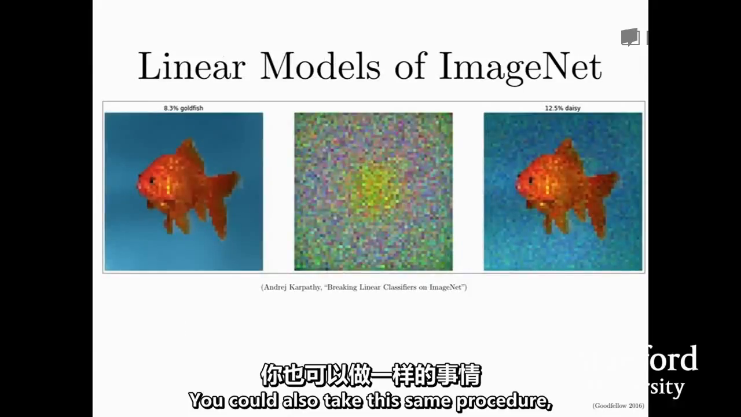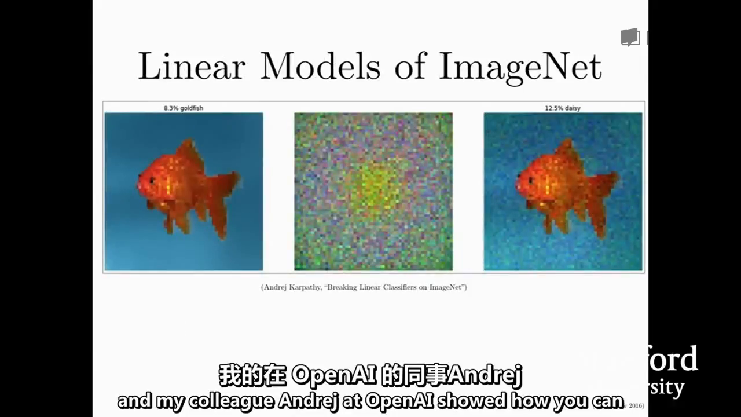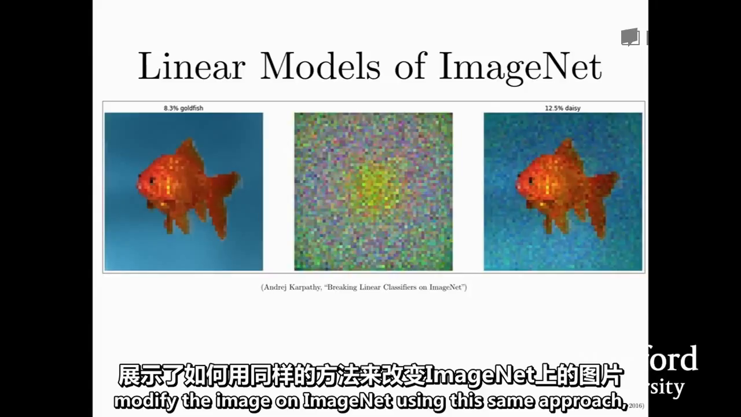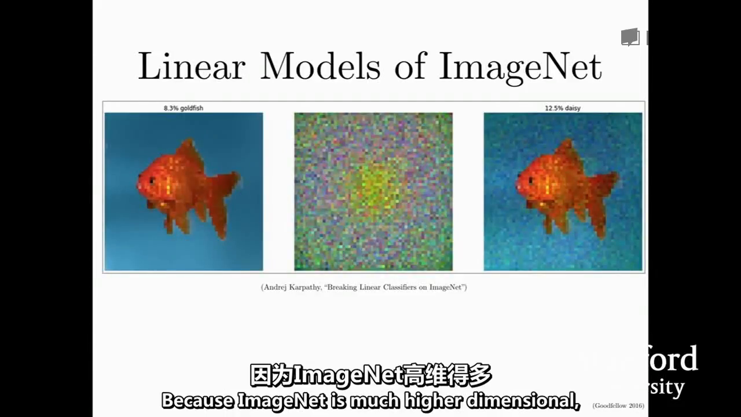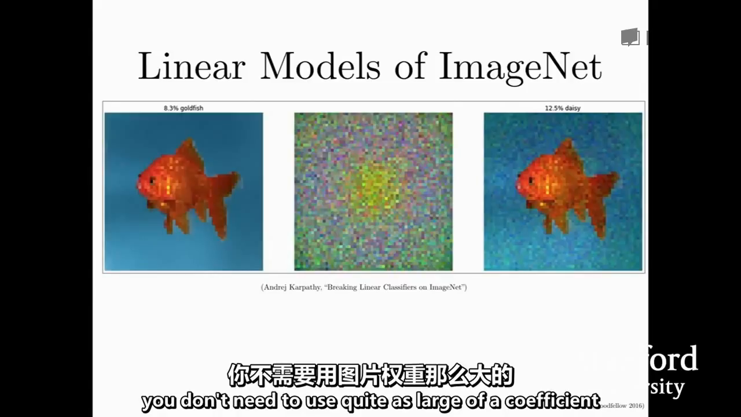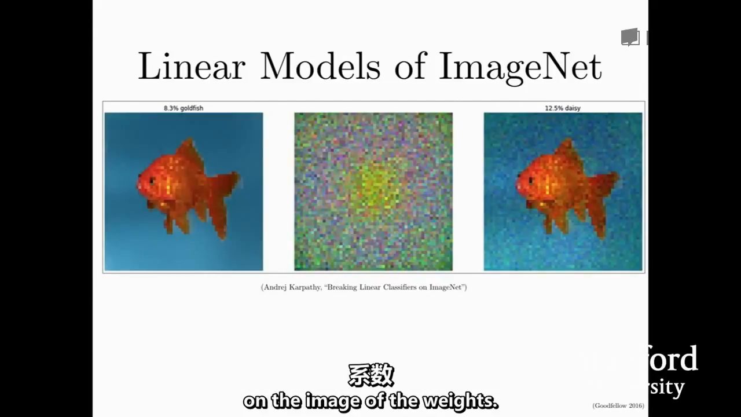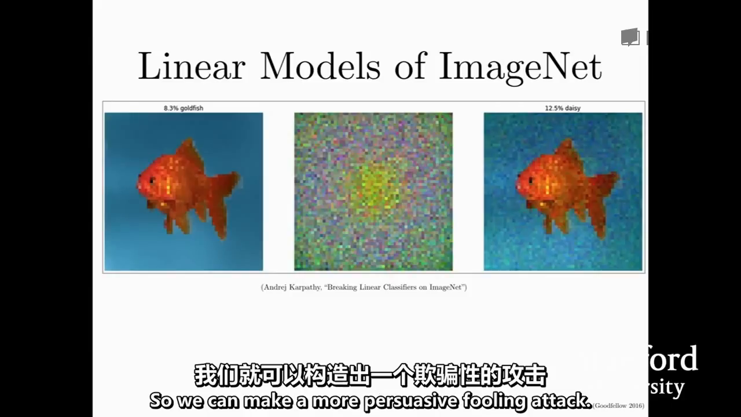You can also take this same procedure, and my colleague Andrej at OpenAI showed how you can modify the image on ImageNet using this same approach, and turn this goldfish into a daisy. Because ImageNet is much higher dimensional, you don't need to use quite as large of a coefficient on the image of the weights. So it can make a more persuasive fooling attack.